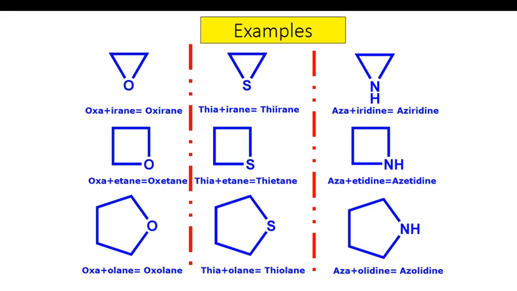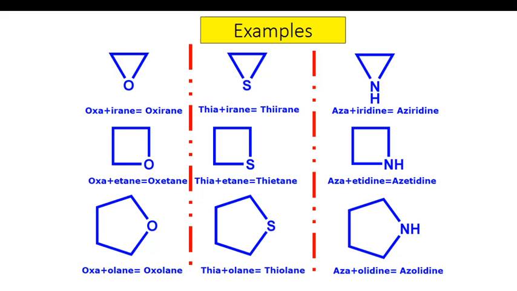Then here it is oxetane, because of the presence of a 4-member ring, it is etane. And for this structure it is thietane, because thia plus etane. For the presence of sulfur it is thia, and for the 4-member ring it is etane. Then azetidine, because aza plus etidine. Then oxolane, oxa plus olane. Then thiolane, thia plus olane. Then the last one is azolidine, aza plus olidine.